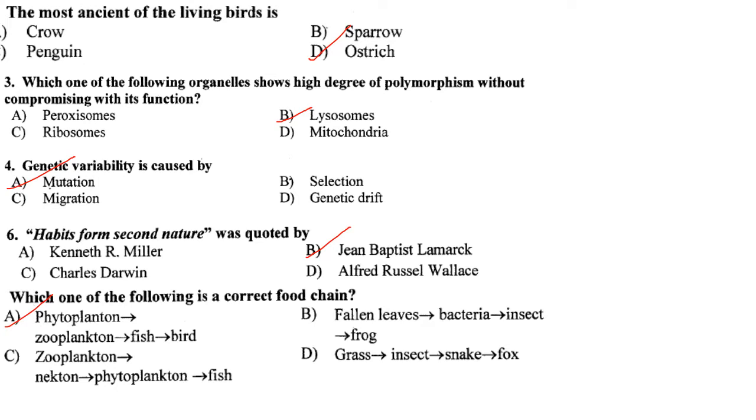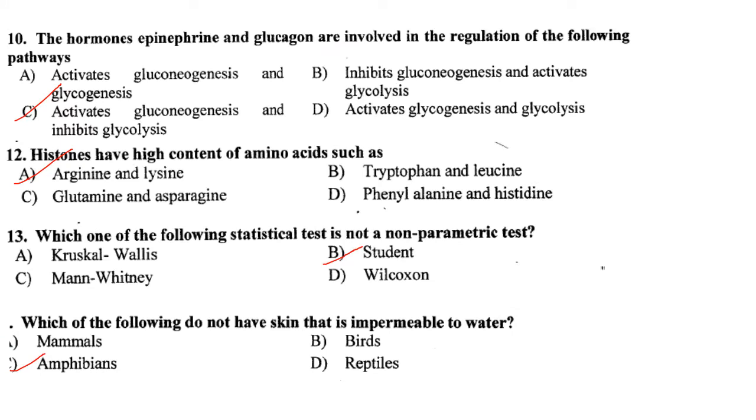So the correct food chain here is phytoplankton, which are consumed by zooplankton. Zooplankton are consumed by the fishes and the fishes are consumed by birds. So that is the correct food chain out of these options. Then next one. The hormones epinephrine and glucagon are involved in the regulation of the following pathways.